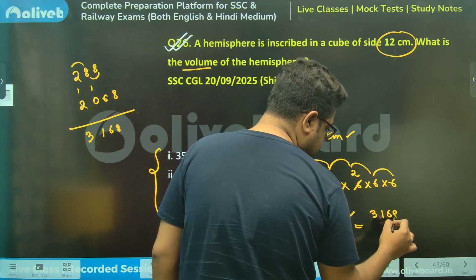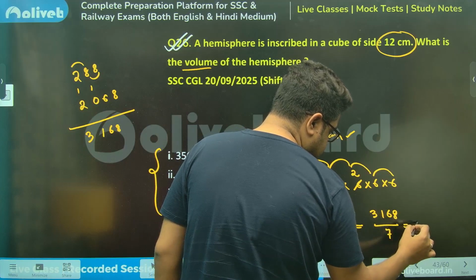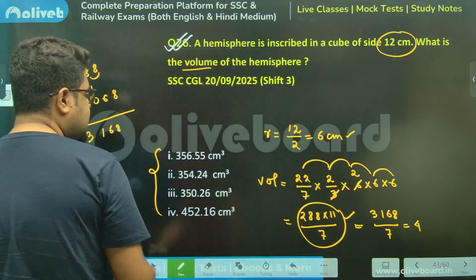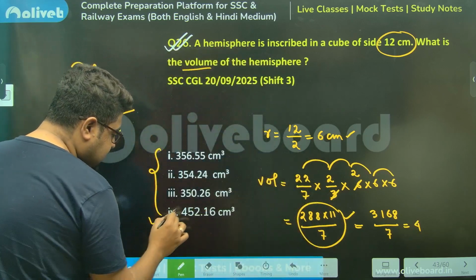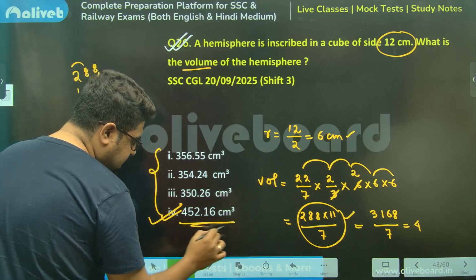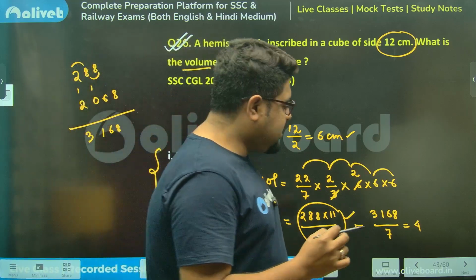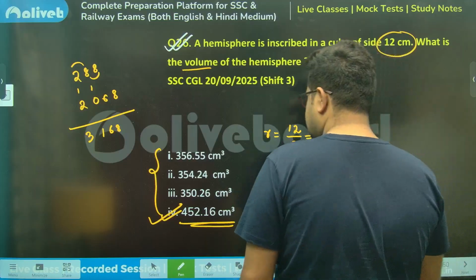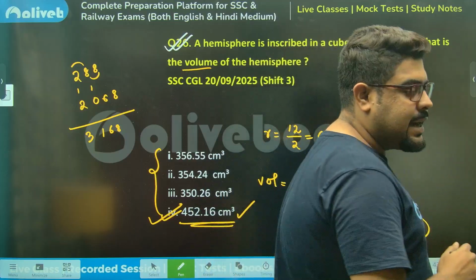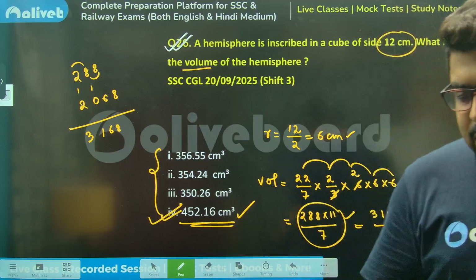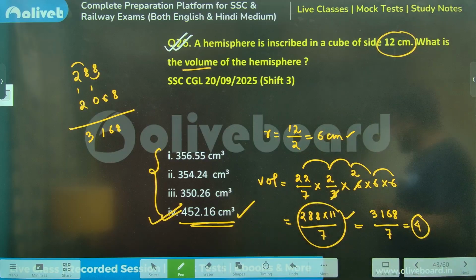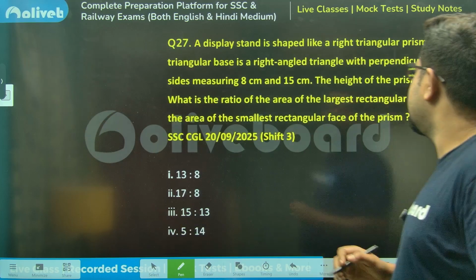So 4 sevens are this, and there is only one option starting with 4. So that must be your correct answer. I don't need to do the entire calculation. I can just do this much and that gives my answer. Clear everyone? Moving on.